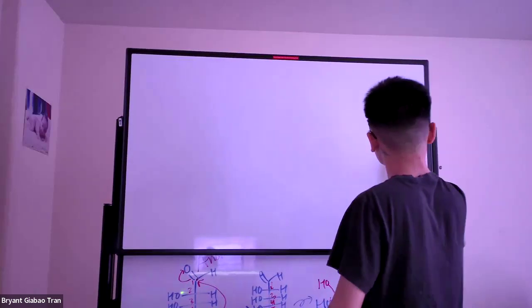Wait, okay. Hold up. Let's see. Apparently, hemiacetal and hemiketal are different. Hemiacetal and hemiketal. Wait, what is the hemiketal? I never heard of that before. Let's see. Hemiketal. Ketal, hemiacetal. Oh, okay. So acetal, there's an H group. I see.